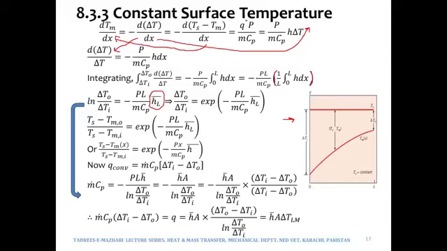On the right hand side it is minus P L over m Cp times h bar. So if we take the exponent on both sides, we will be able to get rid of the log from the left hand side. Therefore on the left hand side we will have delta T naught over delta Ti, and the whole right hand side will be in the power of e. So it would be e to the power of whatever is written over here on the right hand side.